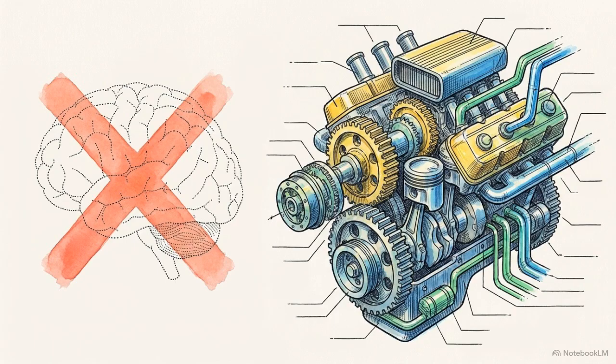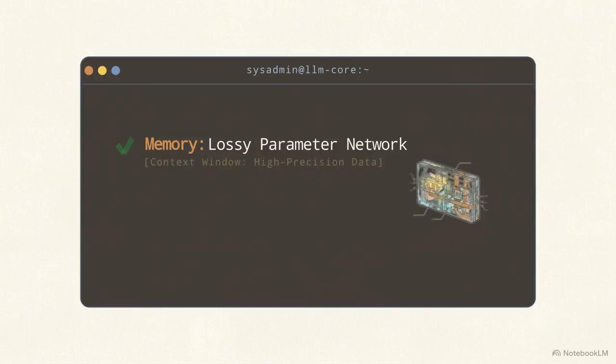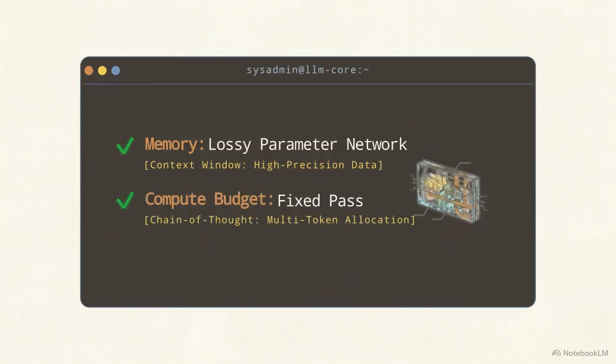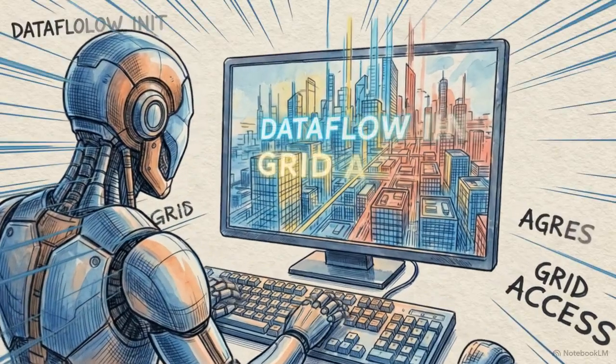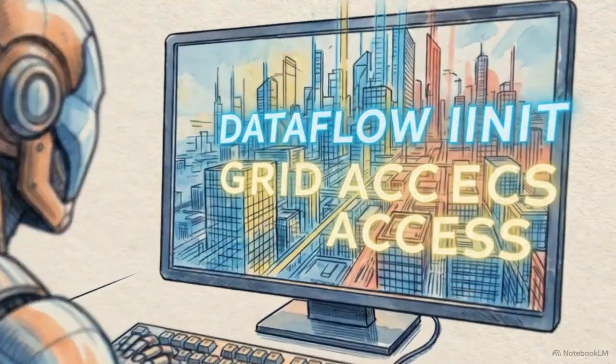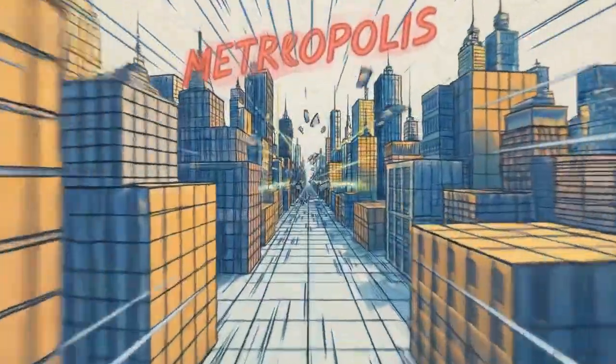Large language models are not omniscient minds. They are stochastic reasoning engines. By mastering their lossy memory limits, managing their fixed compute budgets, and aggressively utilizing external tools, you stop being a passive prompter and become a master architect of the system.